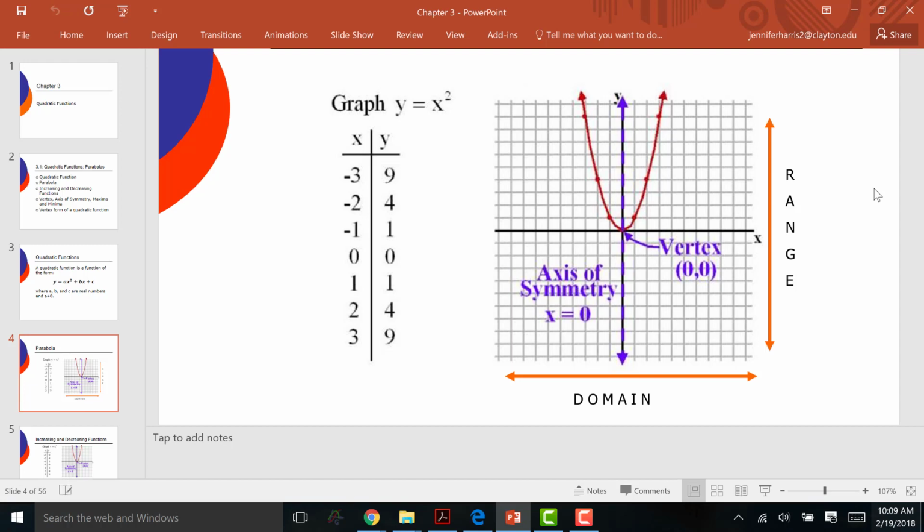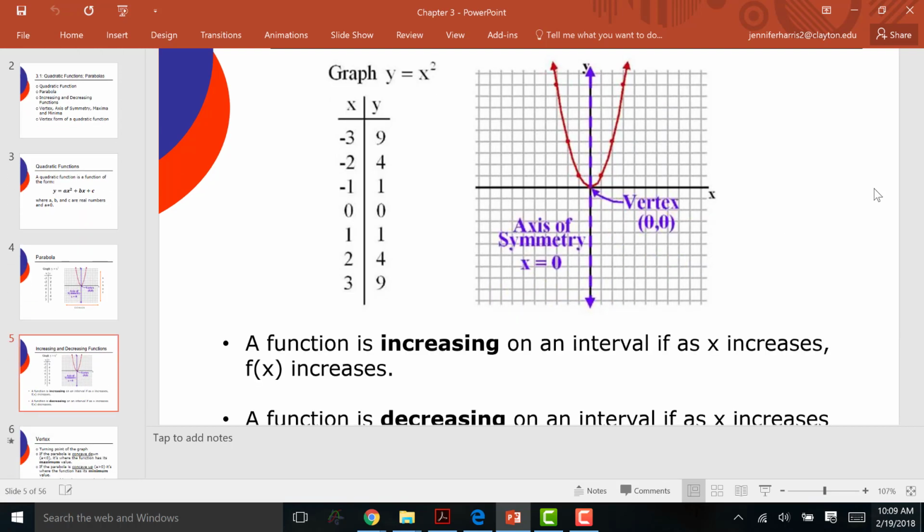Okay, you good? So you can see where they put the domain going this way. Your range is this way. So I have my X values, and here are my Y values. And I just plotted those points. Questions? All right, next slide. Here we go.